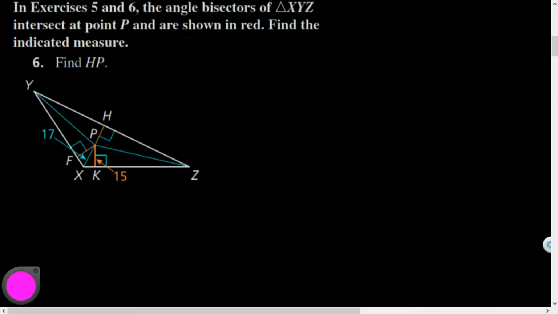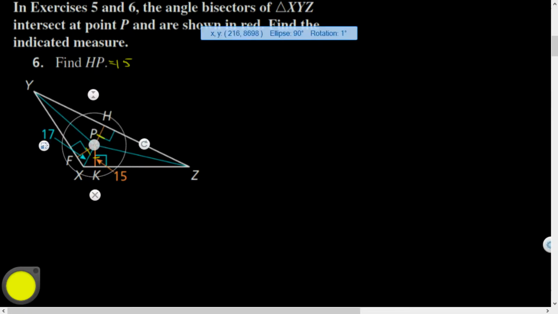Then we have this other concept about angle bisectors, which are these blue segments here. They have a common point of concurrency that was called the incenter. It says find the indicated measure, HP. Property of the incenter is that it is equidistant from the sides. Of course, we measure distance of a point to the sides of a figure perpendicularly, and therefore this is going to equal 15.